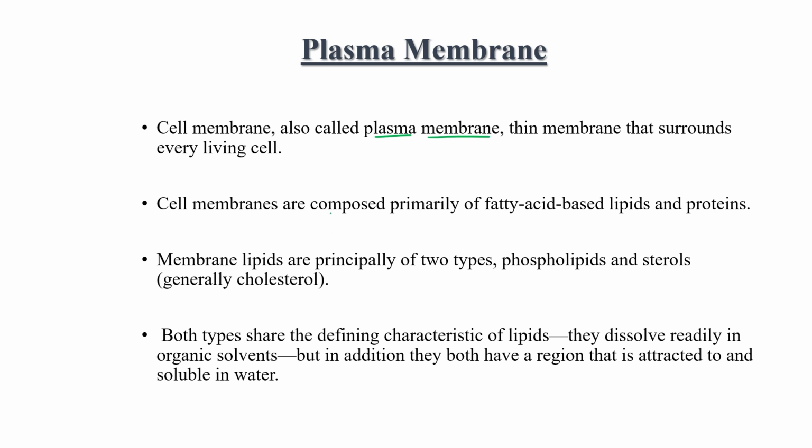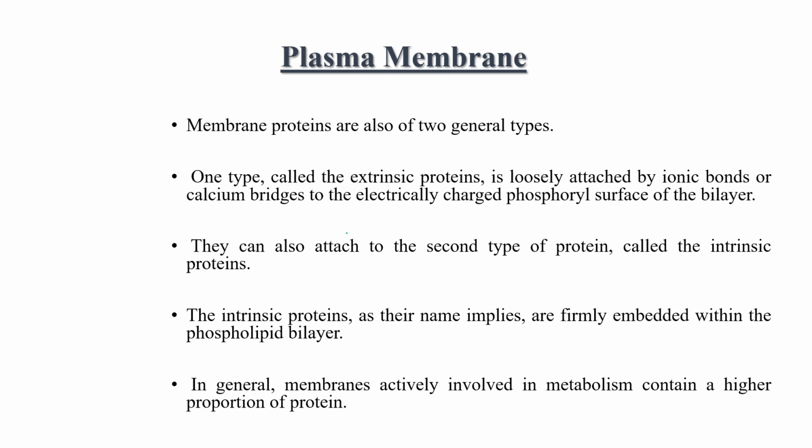This plasma membrane, or cell membrane, is composed of fatty acids, based lipid and protein. That's why we can use the term phospholipids. The membrane lipids are of two types, phospholipids and sterols, generally cholesterol. Both types share the defining characteristic of lipids: they dissolve readily in organic solvents, but in addition, they both have a region that is attractive to and soluble in water. So this is about the lipid types, phospholipids.